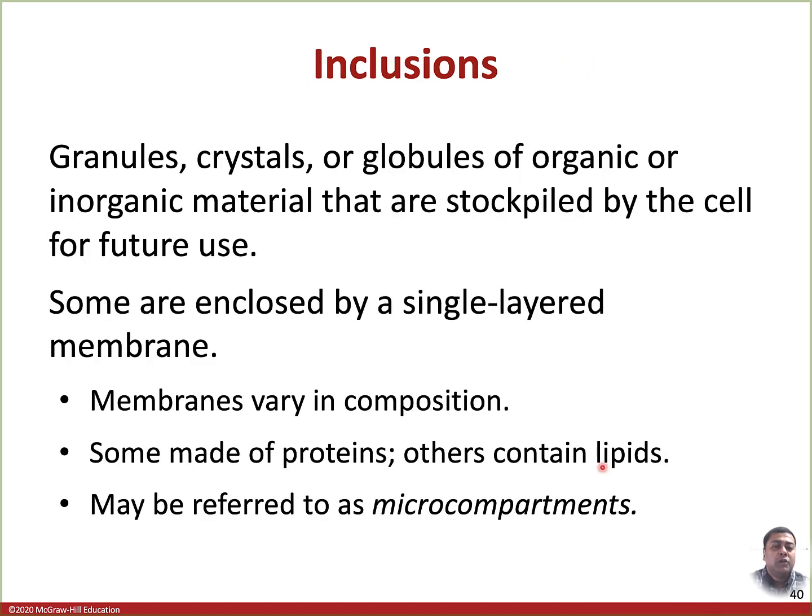So the next thing we are going to talk about is the inclusions, which are the granules, crystals, or globules of organic and inorganic material that are stockpiled by the cell for future use. And some are within a single layered membrane, and these membranes can vary in composition. Some are made of protein, some contain lipids, and sometimes these are referred to as microcompartments as well. But they are not really as developed as in the eukaryote.